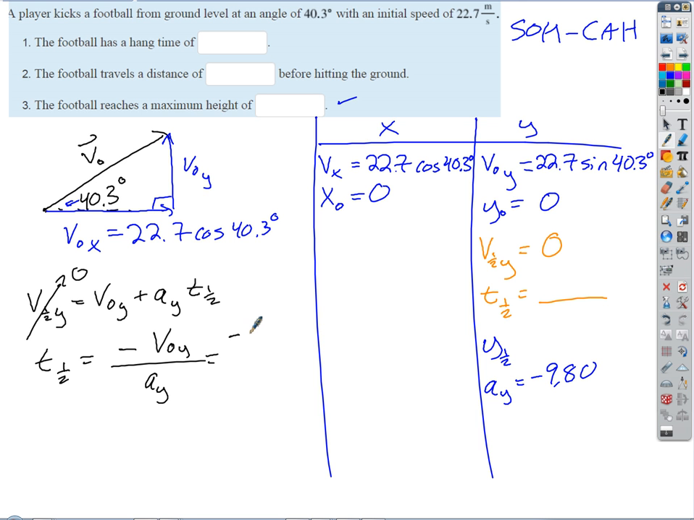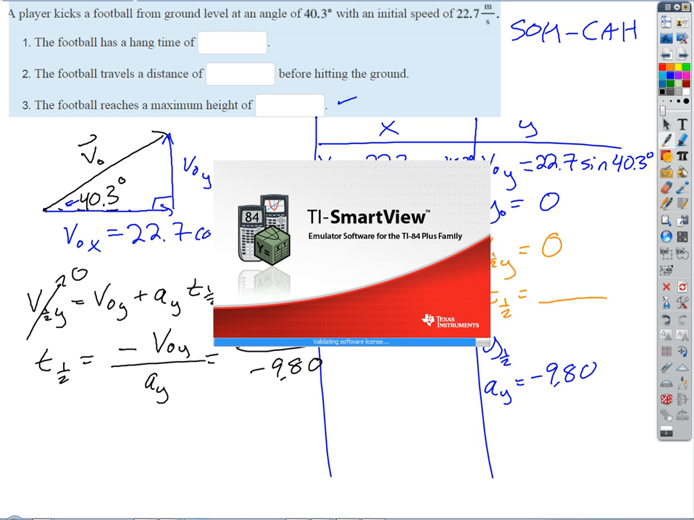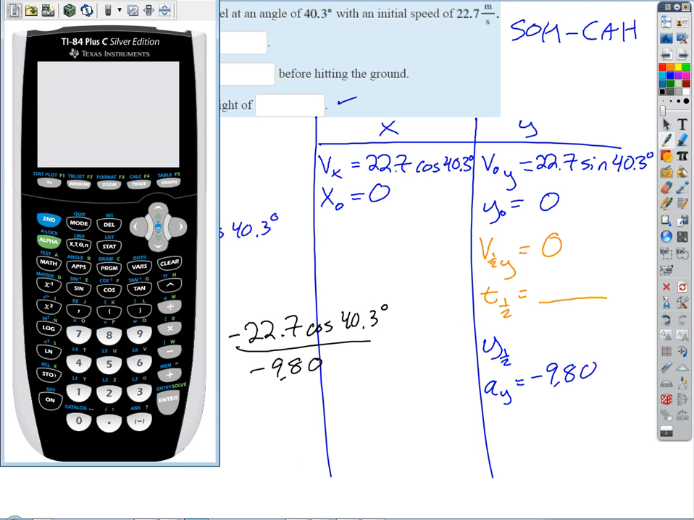So we're going to get negative 22.7 cosine 40.3 degrees over negative 9.8, and our trusty calculator will tell us what that is. The time is only going to be positive, right? We're just trying to figure out, vertically speaking, the half time, not the full time. The half time is when it's at the top. Okay, 1.50. Does that make sense?